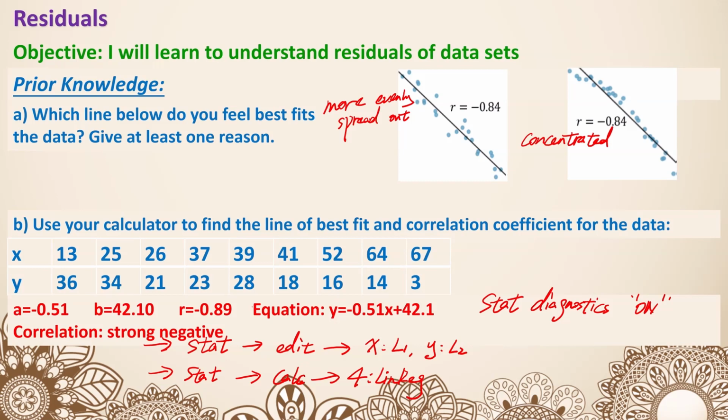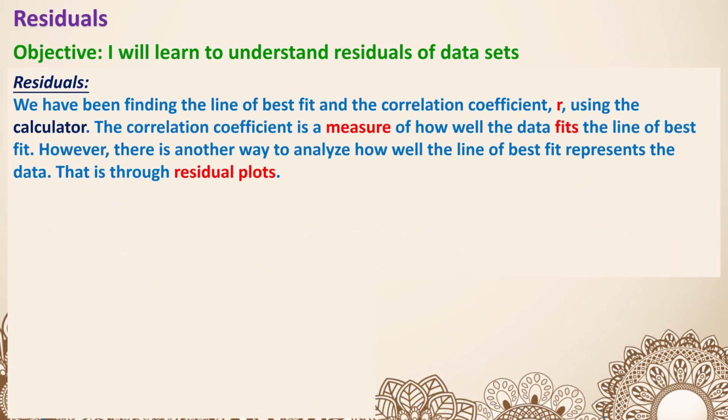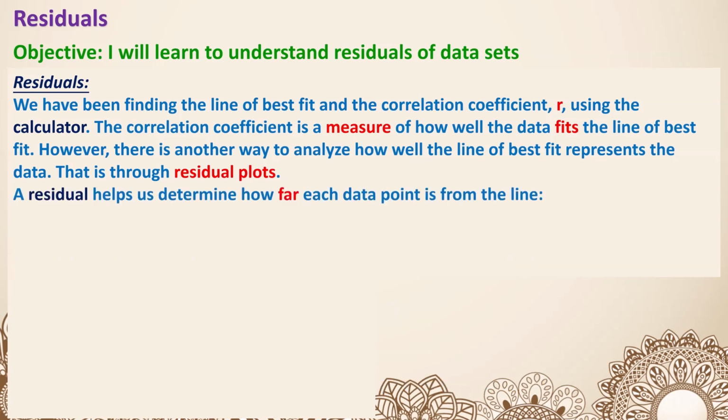Okay, now let's move on to define residual. We've been finding the line of best fit and correlation coefficient, which is R, using the calculator. The correlation coefficient is a measure of how well the data fits the line of best fit. However, there is another way to analyze how well the line of best fit represents the data, and that is through something called a residual plot. First, the word residual. A residual helps us determine how far each data point is from the line.